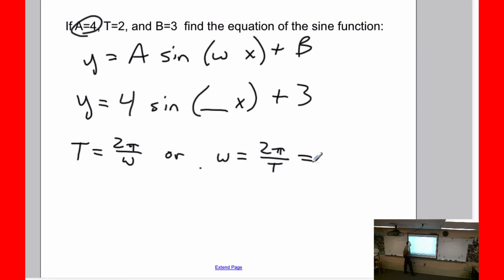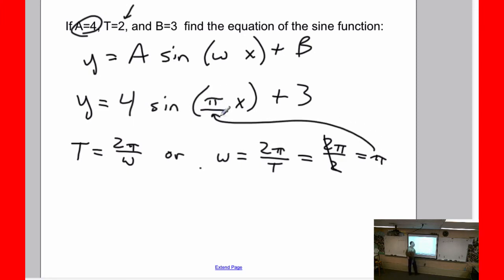What was the period, or what's t? 2, right here, right? So what's w? 2 pi over 2. What happens to the 2's? They cancel and just leaves you with pi. That's what goes in here then. And we're done.